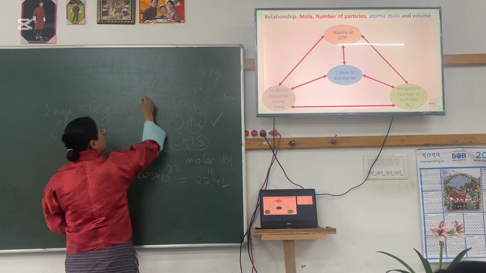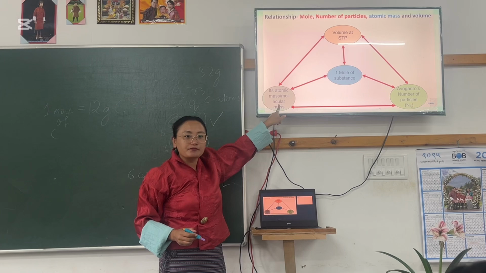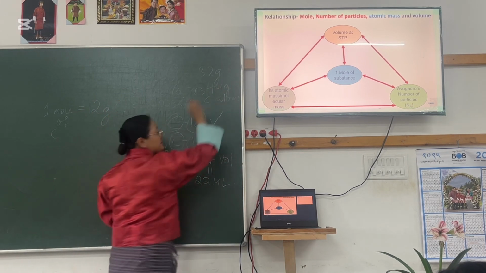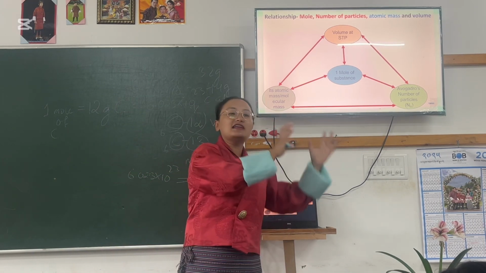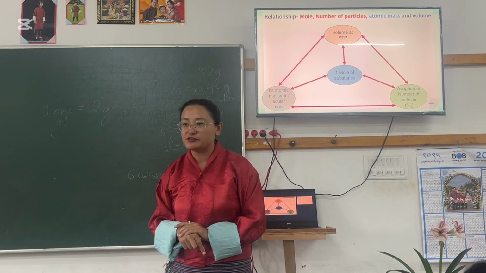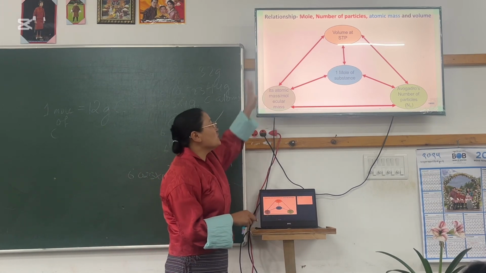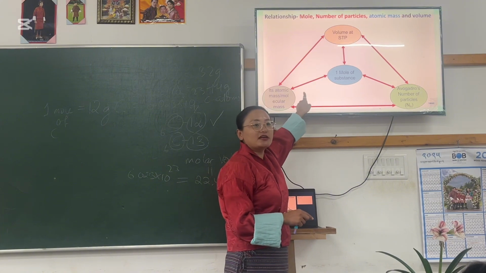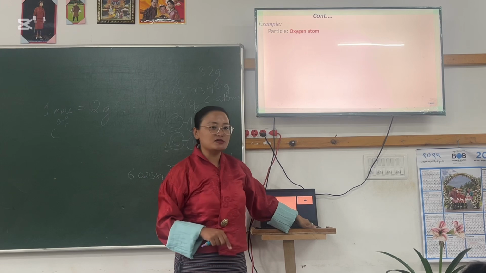Now, if you take 22.4 liters of CO2, will it be 32? No. How much will it be? CO2, 44 grams. But for both we have taken 22.4 liters. If there is another gas, if you take 22.4 liters, the mass will be different. Are you getting it? Yes? So your calculations will be based on this relationship. Do not forget this diagram, okay? The relationship. Okay, let's try this.